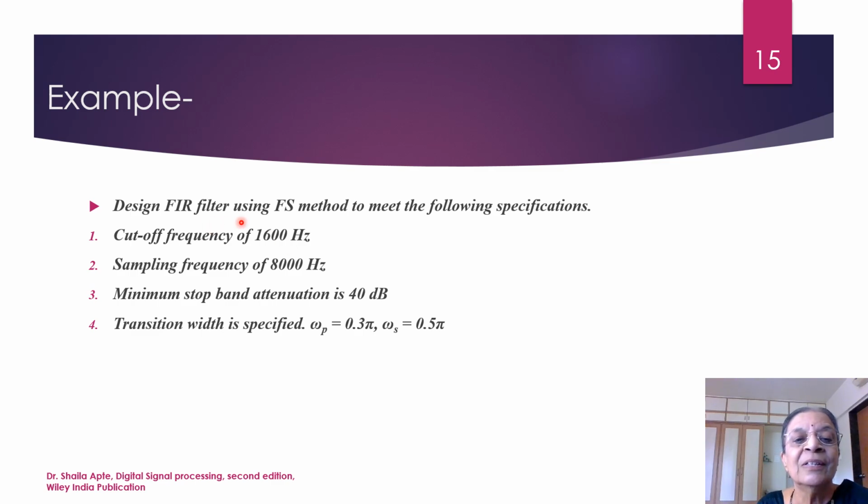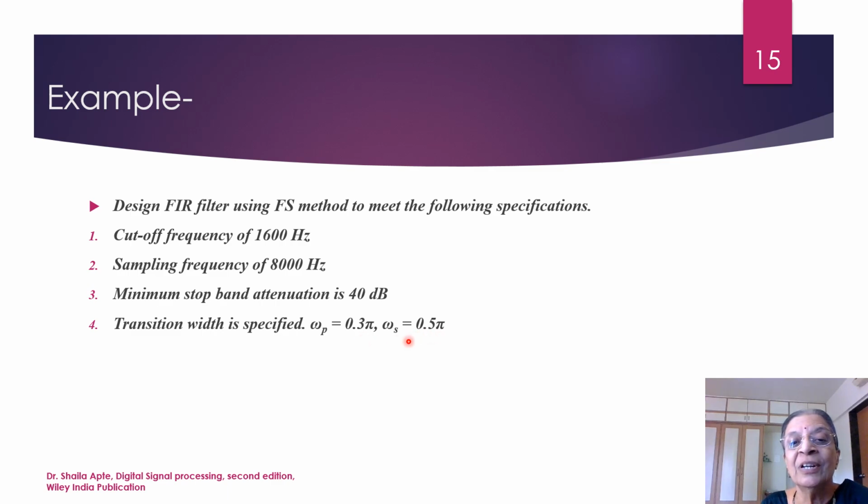Now here, design an FIR filter using Fourier series method to meet the following specifications. These are the specifications given to you. Cutoff frequency is 1600, sampling frequency 8000, minimum stop band attenuation is 40 dB. Transition width specified is 0.3 pi and the stop band edge is 0.5 pi. So the transition width is 0.2 pi.